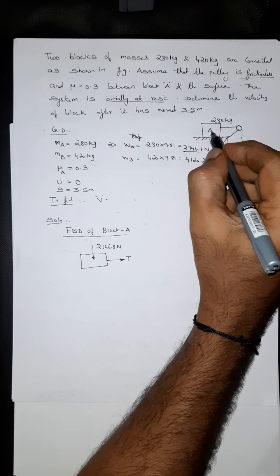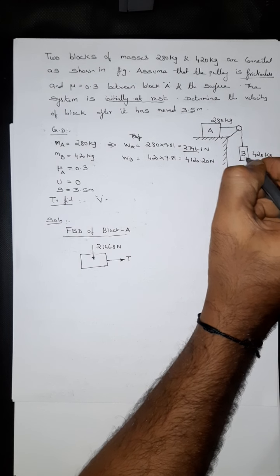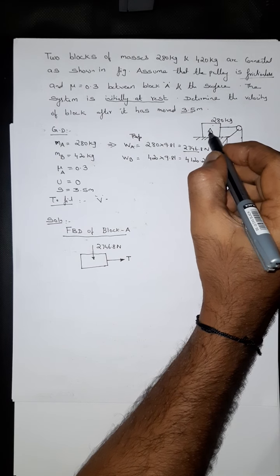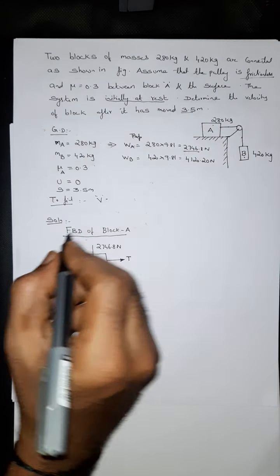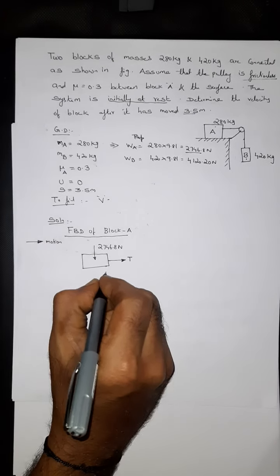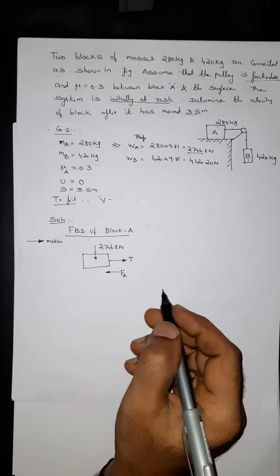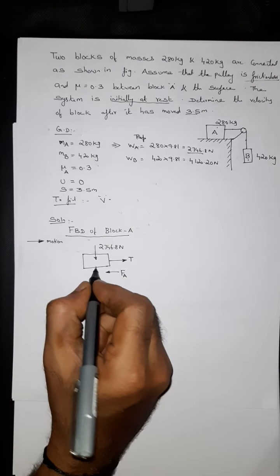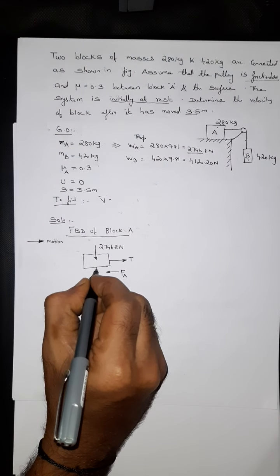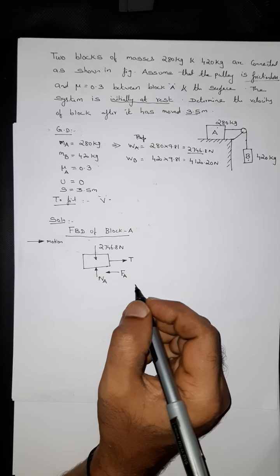Here the block A tends to move in the right hand direction because the weight of the block B is greater than the block A, therefore it tends to move in the right hand direction. So motion is in the right direction, therefore its friction force would be acting opposite to the motion, right? Here the block A and the surface are in contact, therefore there is a normal reaction, NA, right? Fine.